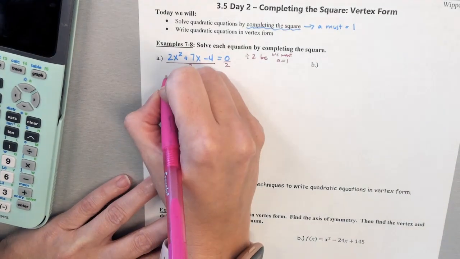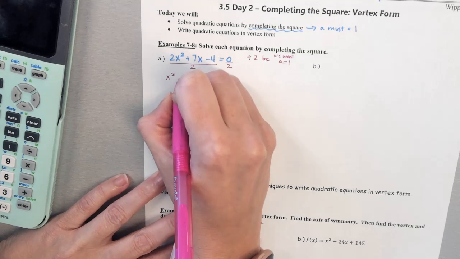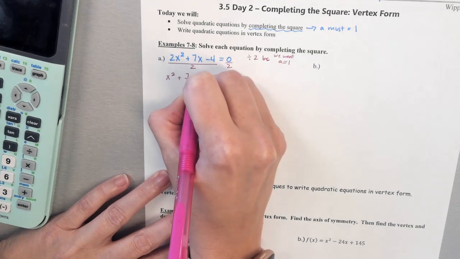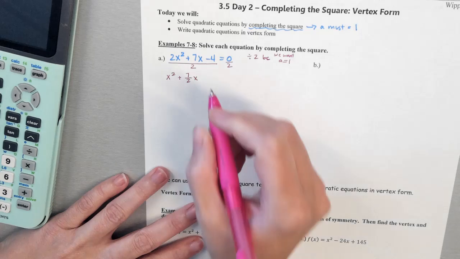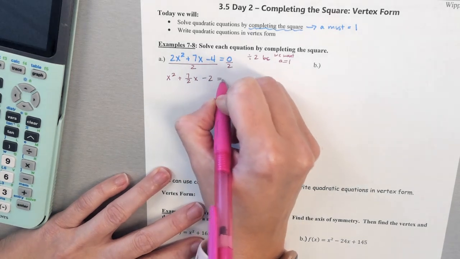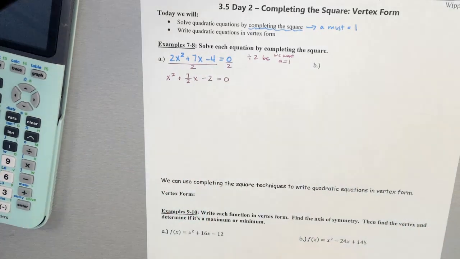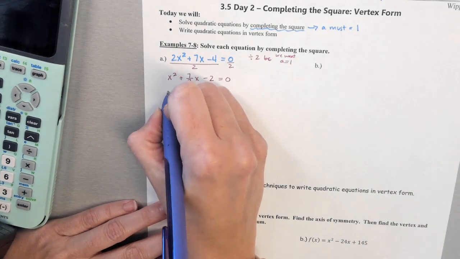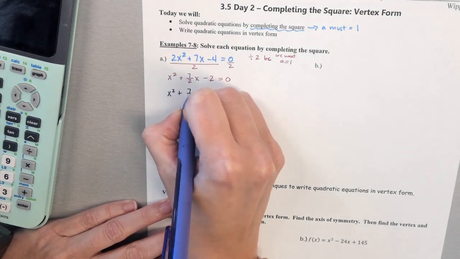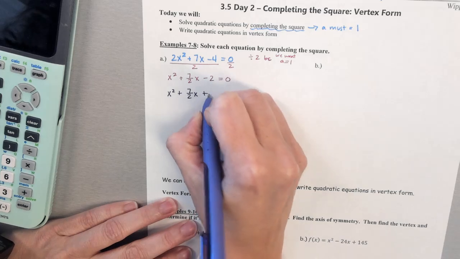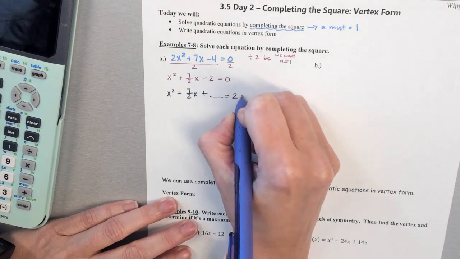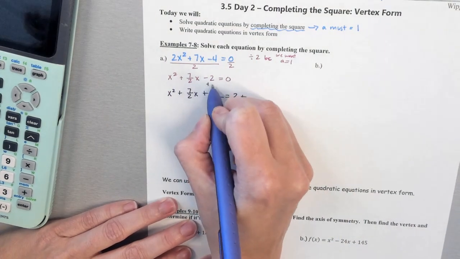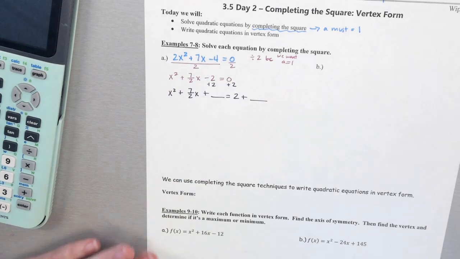Okay, so when you divide everything by 2, you get x squared plus 7 over 2x minus 2. And then we want to keep the x terms on one side, move the c value to the other side. And then what you're doing is you're completing the perfect square trinomial. So we're going to add 2 to both sides.